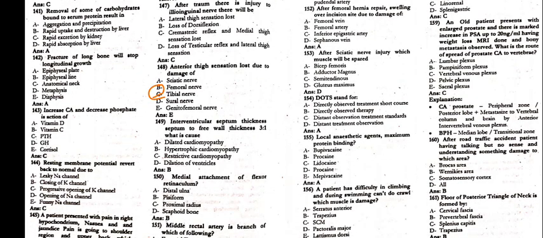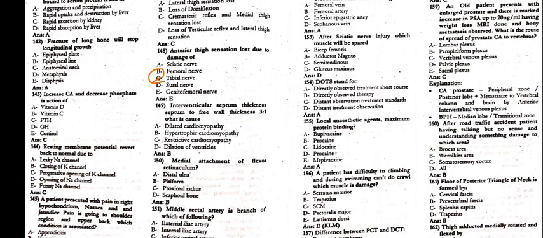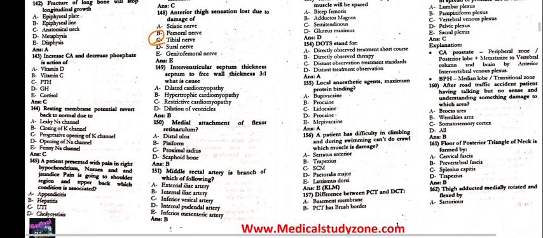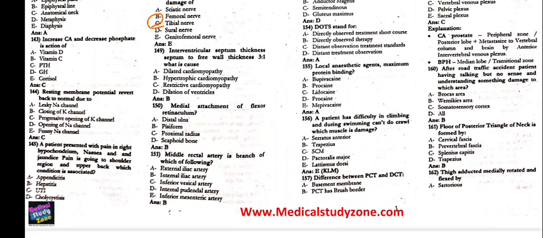148, the anterior thigh sensation lost due to damage of... it seems like it is wrong here, so it is the femoral nerve. You have to rectify it. 149, the interventricular septum to free wall thickness is 3:1. What is the cause? That is hypertrophic cardiomyopathy. 150, the medial attachment of the flexor retinaculum is the pisiform.